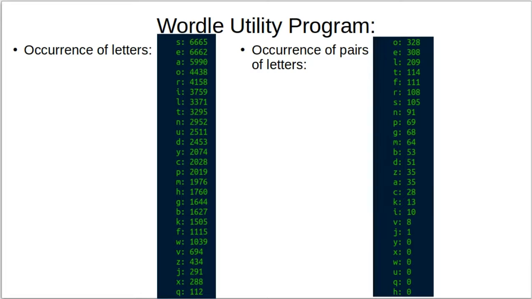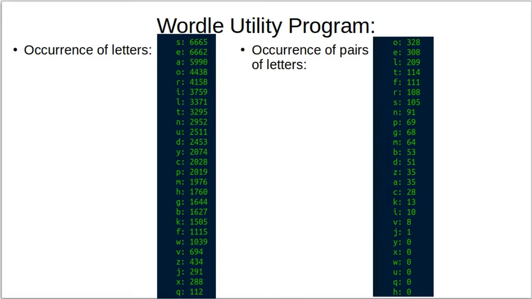I also looked at pairs, so double O's, double E's, double L's in words, and of the 12,000 words, 328 have double O's in them. If you've just put one O, there's no real hint to tell you that there is a second O in there. You've got to work that out.